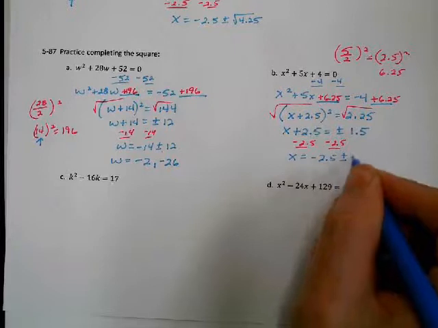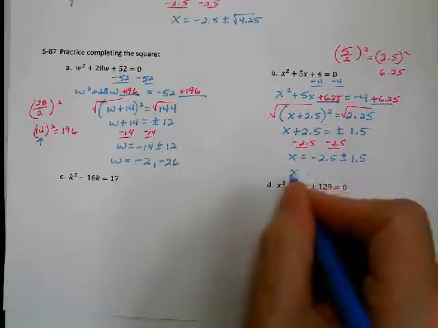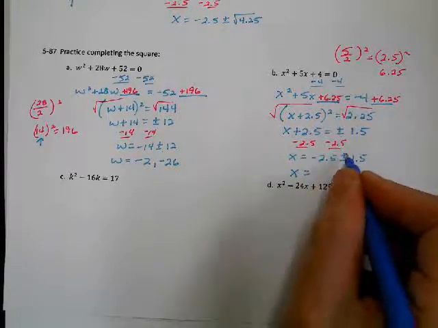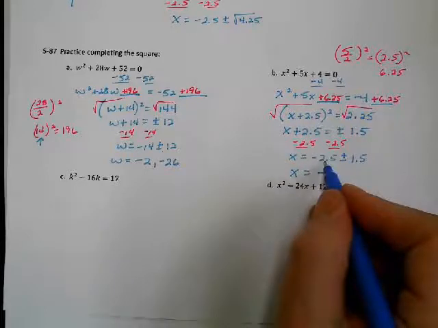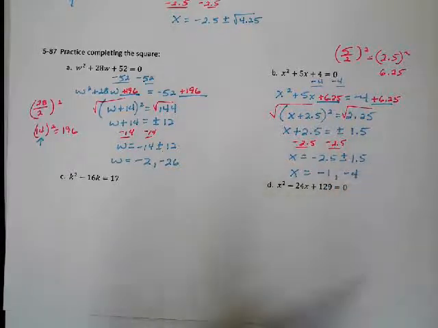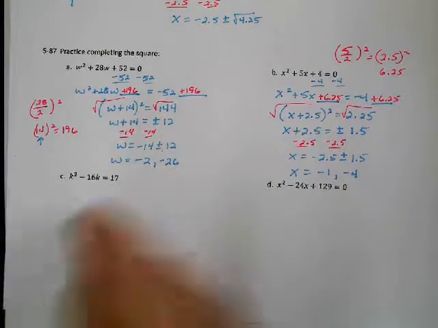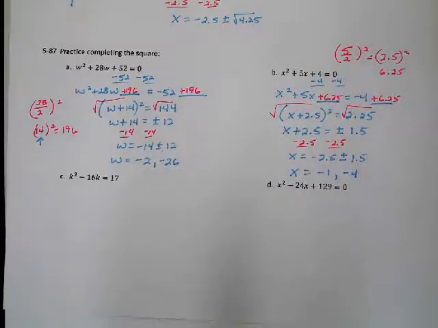Since there's no radicals, we can write down our two answers. Negative 2.5 plus 1.5 is negative 1. Negative 2.5 minus 1.5 is negative 4. Again, if you would have factored this one, what multiplies give you 4 but adds to give you 5? So that would have factored into x plus 4, x plus 1. You would have got these two answers.